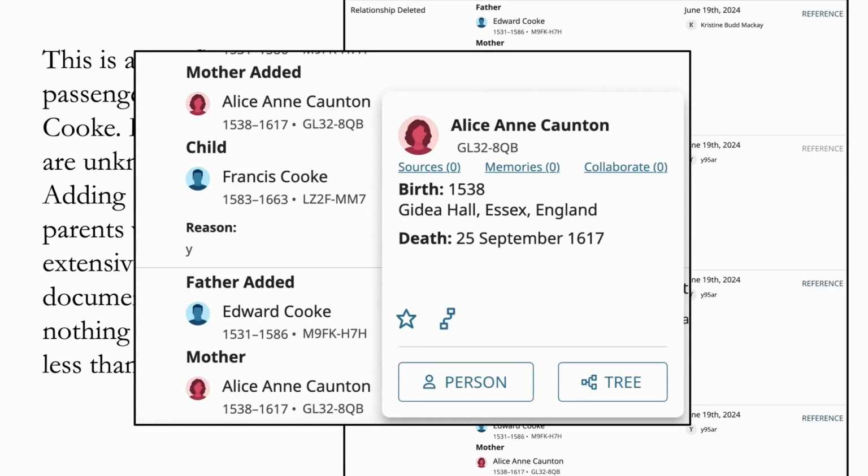And there are no sources, no memories, nothing. This person may as well be made up. There are no sources. Zero.